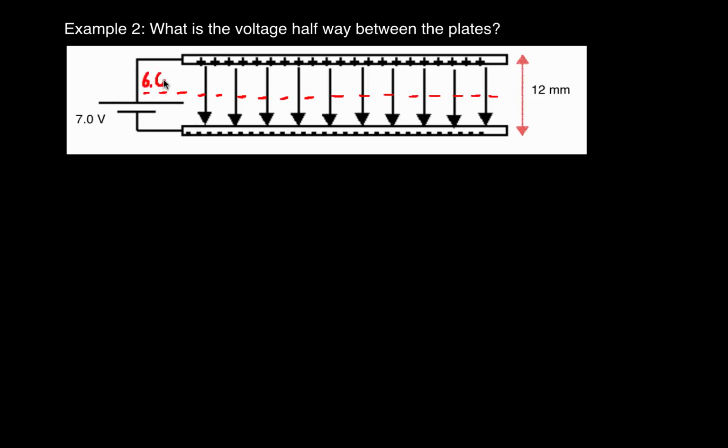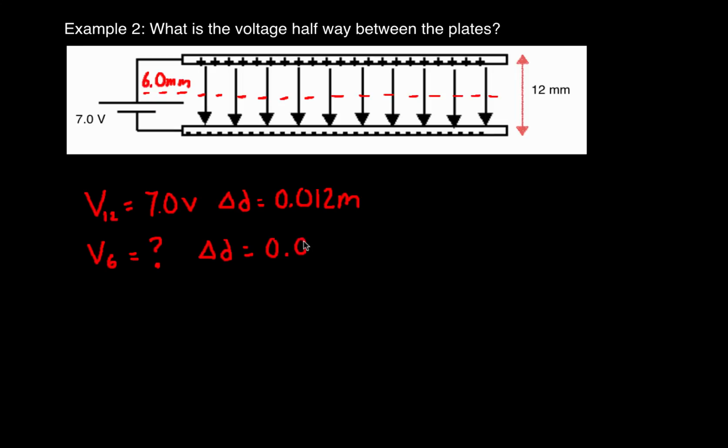Halfway of 12 millimeters is at 6 millimeters. So here's what we know. We know the voltage at 12 millimeters is equal to 7 volts when the plate separation distance is 12 millimeters, or 0.012 meters. We want to know the voltage at 6 millimeters when the plate separation distance is 0.006 meters.